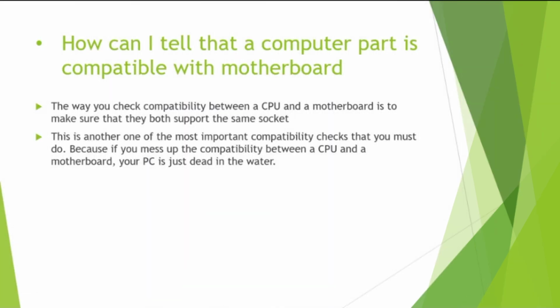How can I tell that the computer parts are compatible with the motherboard? The way you check compatibility between a CPU and the motherboard is to make sure that they both support the same socket. This is one of the most important compatibility checks that you must do, because if you mess up the compatibility between the CPU and the motherboard, your PC is just dead in the water.